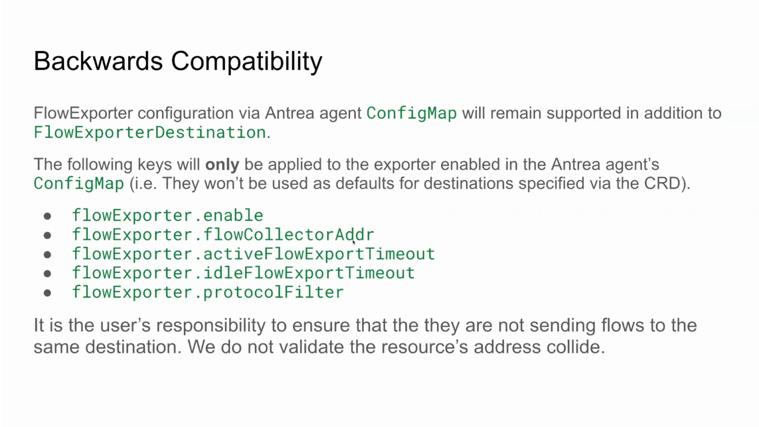Then a note on backwards compatibility. The flow exporter configuration, as it's done today in the Antrea config map, is still going to be supported. So this means that you can still specify your destination aggregator using the Antrea config map. And this creates a sort of default destination, the one that you specify in the Antrea config map. But that one now becomes optional.